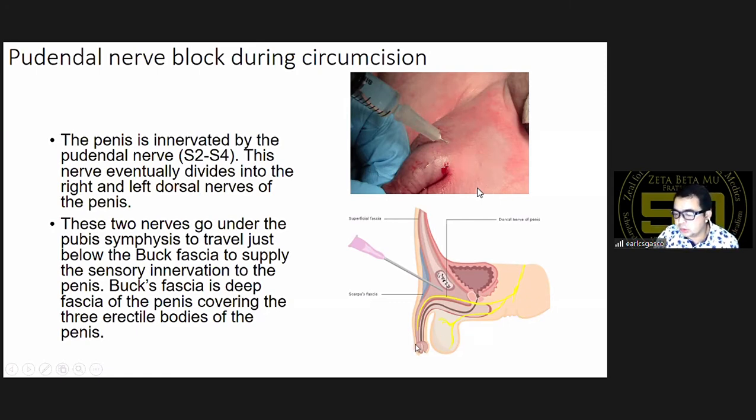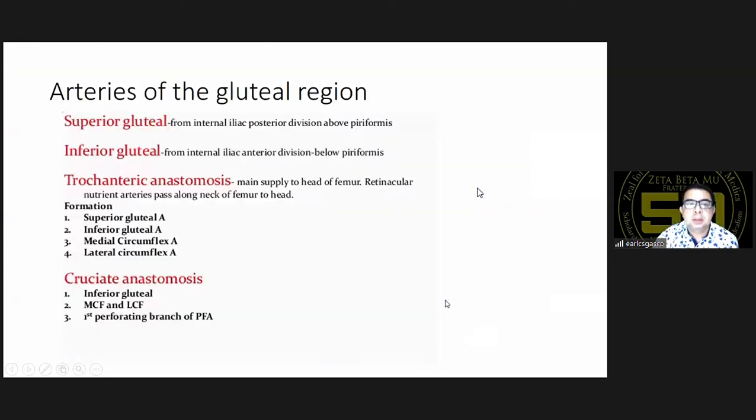We actually just inject the anesthesia in the tips and around the penis. This is how it was done before. Nowadays, you insert the anesthesia here to block the dorsal nerves coming from the pudendal nerves. Just a little application on the anatomy of your pudendal nerve. Okay, next. Now we have your arteries to the gluteal region.